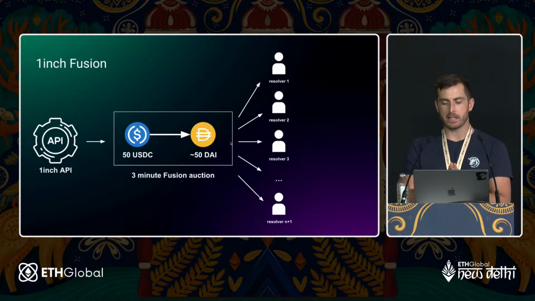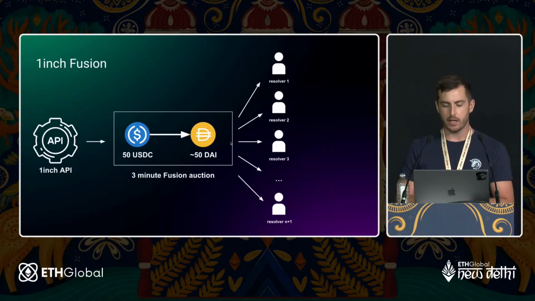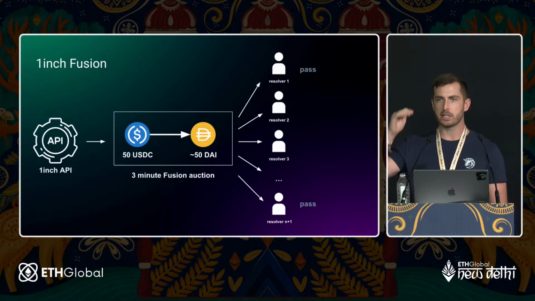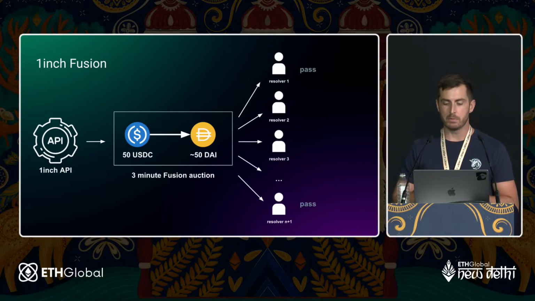While the Dutch auction is happening, we have different resolvers that are competing to fill this order. There's a set number of resolvers. I think right now it's up to 20. A couple of resolvers can pass. They're basically looking at the order to see when it's profitable for them. Each resolver has their own profit strategy. The other resolvers don't know what the other resolvers' strategies are. So there's an element of competition here and a race condition to fill the order before other resolvers do.